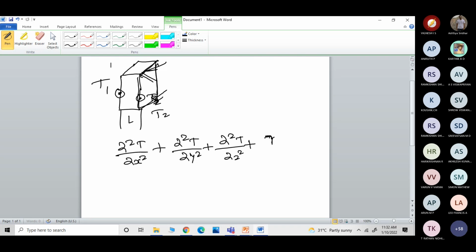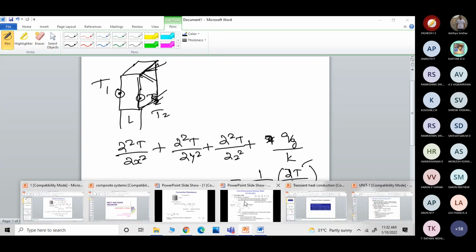In some textbooks, especially Rajput and others, they mention QG by K, where QG is nothing but internal heat generation, equal to 1 by alpha. This alpha is the thermal diffusivity, times dou T by dou t, where T is the temperature and small t is the time. So this is the expression which is given here.